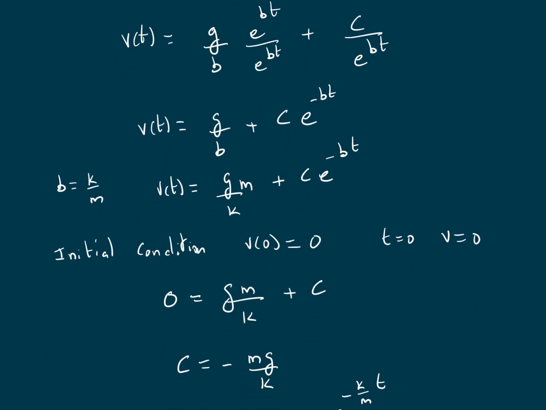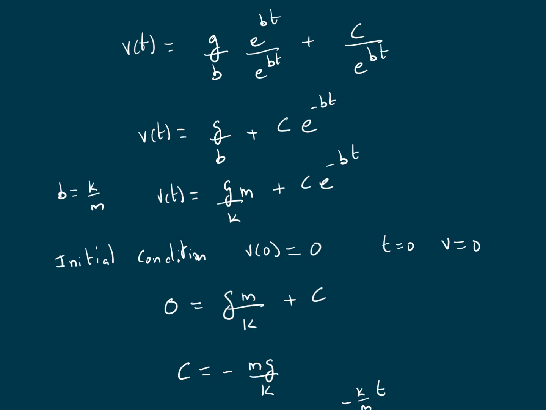Let's now reduce v of t a little bit. v of t will be, because e to the bt divided by e to the bt is 1, g divided by b plus c e to the minus bt. c divided by e to the bt is c e to the minus bt. But remember that we have defined b as k divided by m. So v of t is g divided by b, multiplied by m divided by k, plus c e to the minus bt.